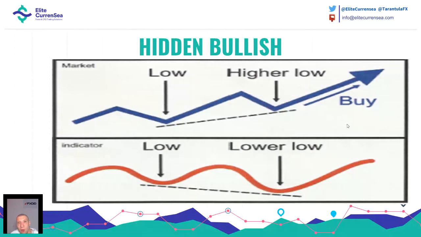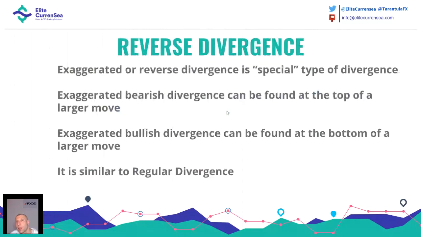And finally, reverse divergence, or some call it exaggerated divergence, is a special type of divergence that can be found either at the top of the move or at the bottom of the move. Usually those moves are larger. And what is also important, guys, is that reverse divergence is similar to a regular divergence, but it's slightly different. This is how it looks like.